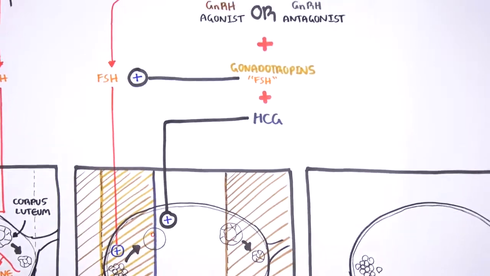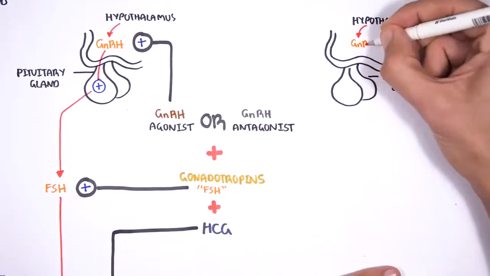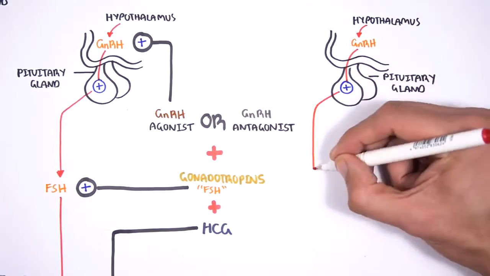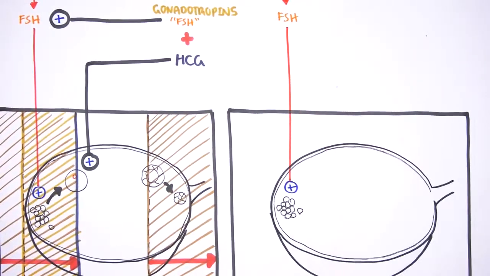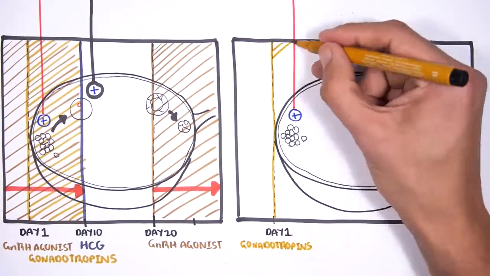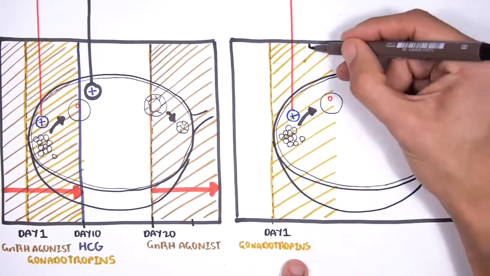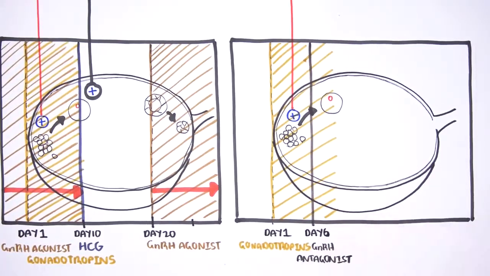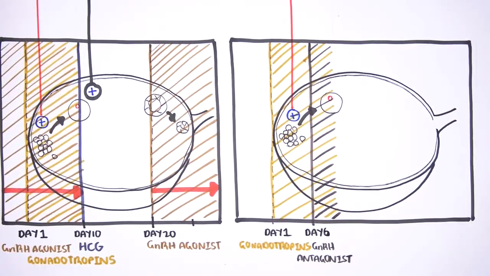Another initial drug that can be used for controlled ovarian stimulation is gonadotropin releasing hormone antagonists. Again, the hypothalamus produces gonadotropin releasing hormone, which stimulates the pituitary to release follicle stimulating hormone. Follicle stimulating hormone stimulates the development of some follicles from the ovaries. In this method, at day 1, you start gonadotropins to stimulate follicular development. At day 6, gonadotropin releasing hormone antagonists are introduced to prevent spontaneous follicle rupture due to the luteinizing hormone surge and to promote follicle development.